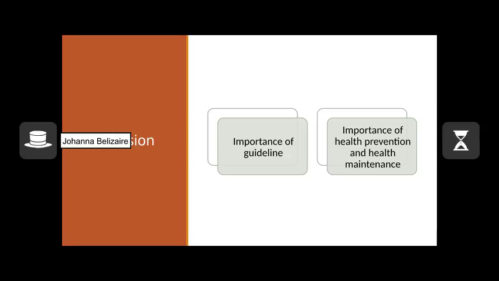This guideline is important because as future primary care NPs, we're going to take care of patients with cataracts. So it's important for us to know what to look out for and when to refer these patients to specialists. It's also important to know the importance of health prevention and health maintenance because a lot of the contributing risk factors to cataracts are preventable diseases that we can help our patients with so that they can maintain their health and avoid this problem in the future.